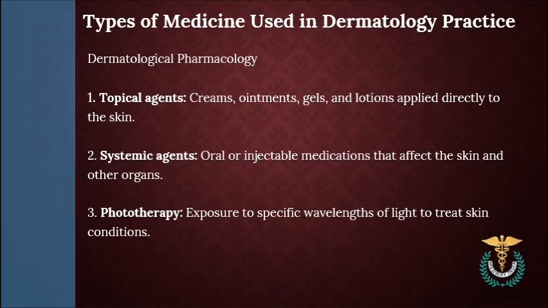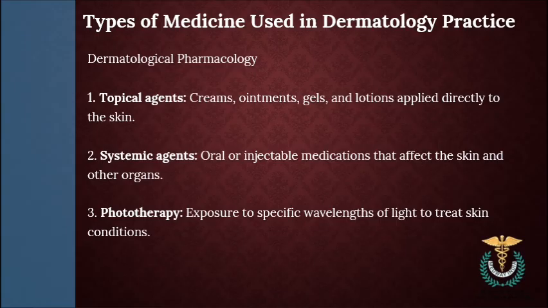So, as far as types of medicine used in dermatological practice are concerned, topical agents include creams, ointments, gels, and lotions, which are applied directly to the skin. Usually corticosteroids are one of the major categories in topical medications, then topical antibiotics, topical antifungals, topical retinoids, and immunomodulators. Another part is systemic medications, which include oral antibiotics, oral antifungals, oral retinoids, immunosuppressants, and biologics.